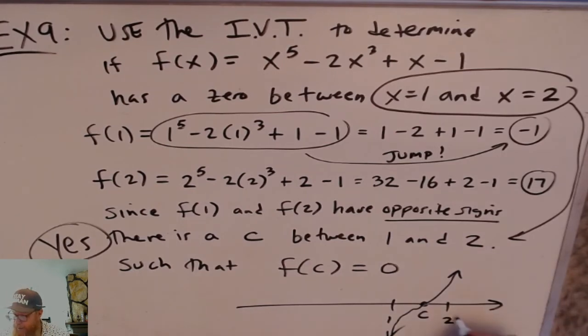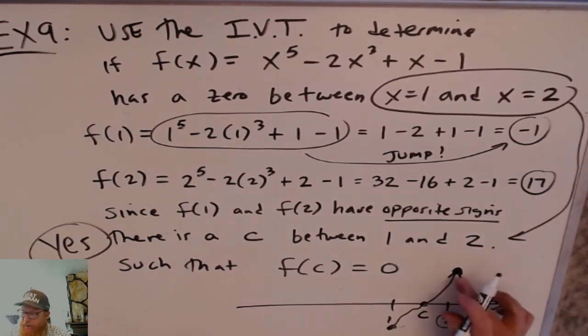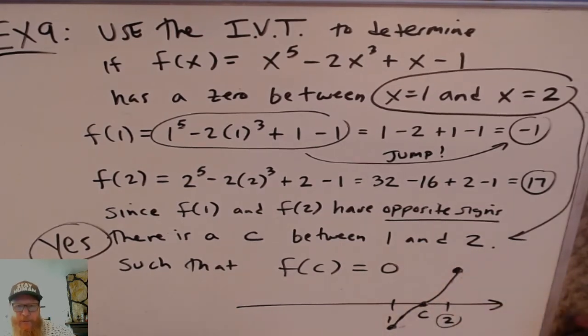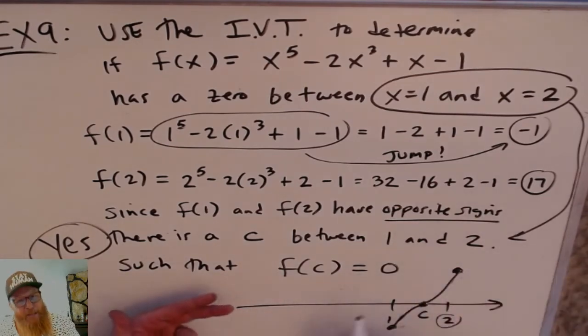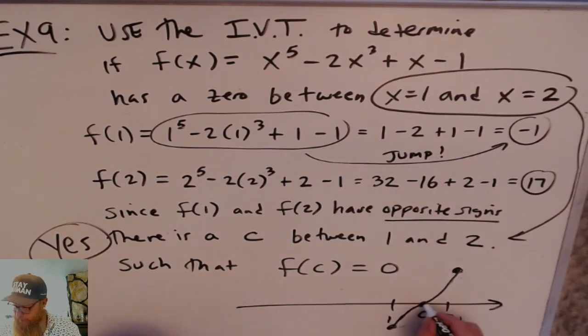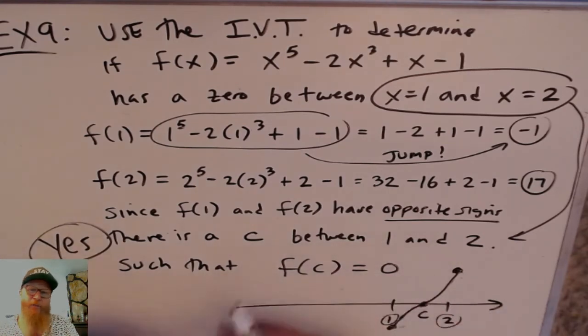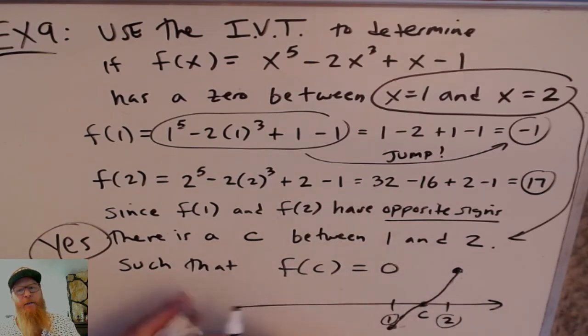When you're at 2, you're way up here at 17. That's above. And at 1, you're down here at -1. You're below. And so this is a continuous function. The word continuous just means unbroken, smooth. And so there's the c, somewhere between 1 and 2. If you take more advanced math, perhaps pre-calculus, trigonometry, hopefully calculus someday, you might actually find exactly what c is. But not in this section. It's not going to happen.